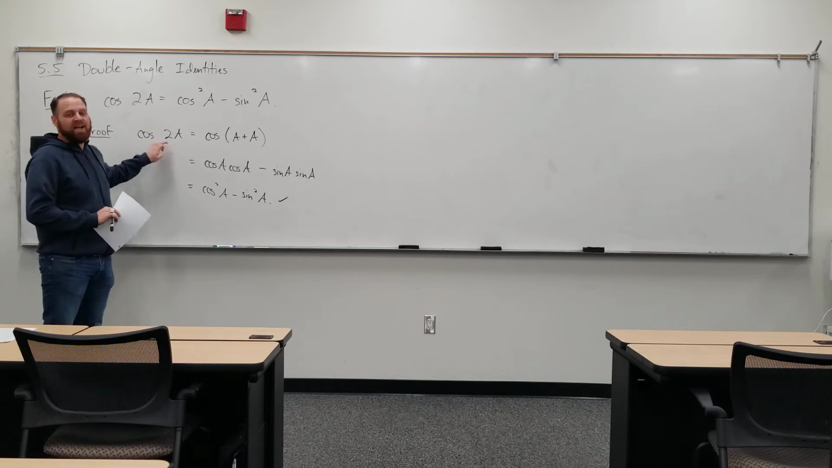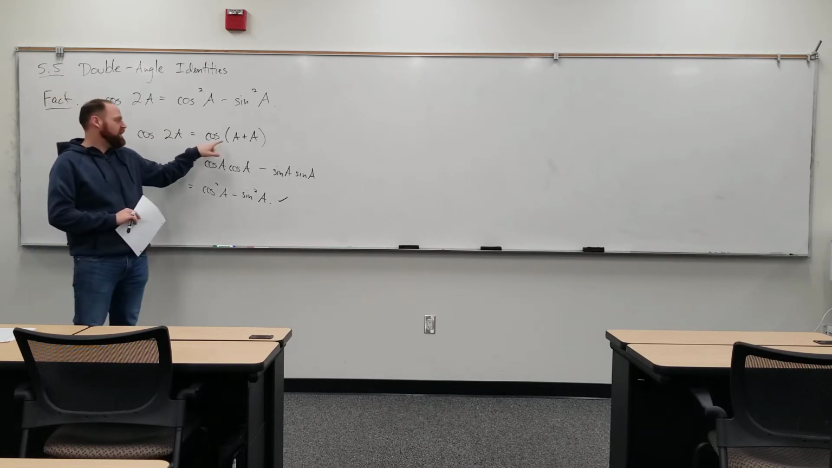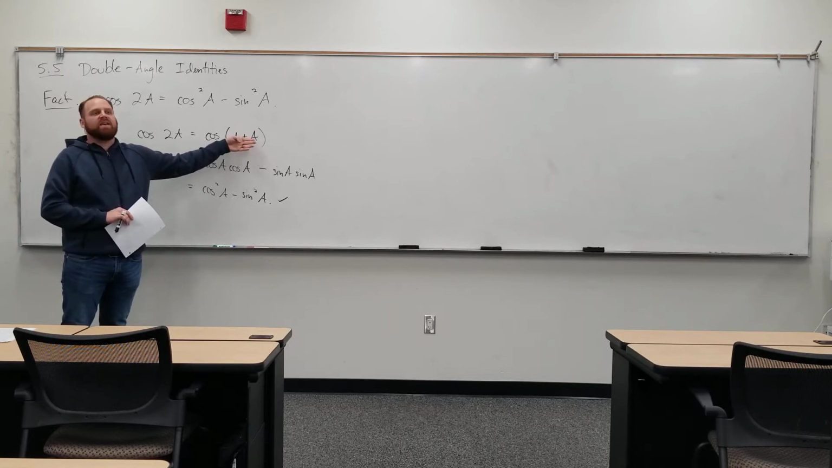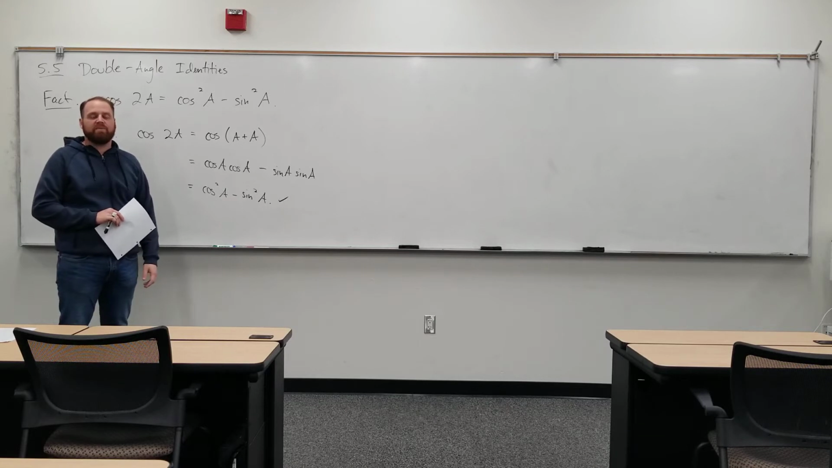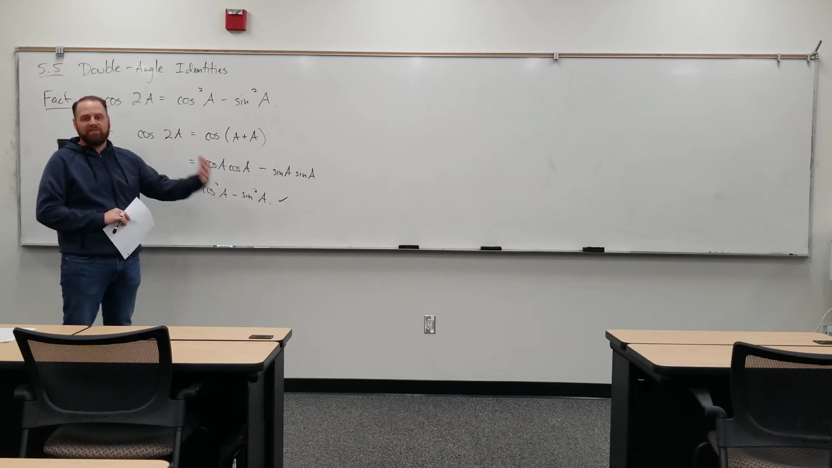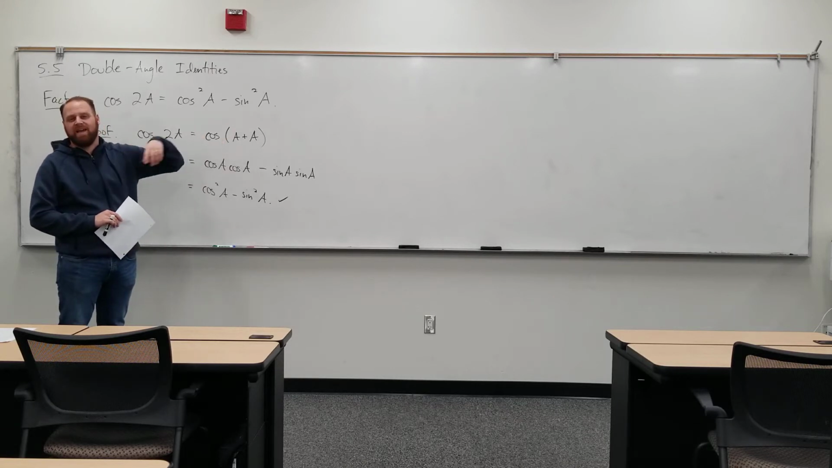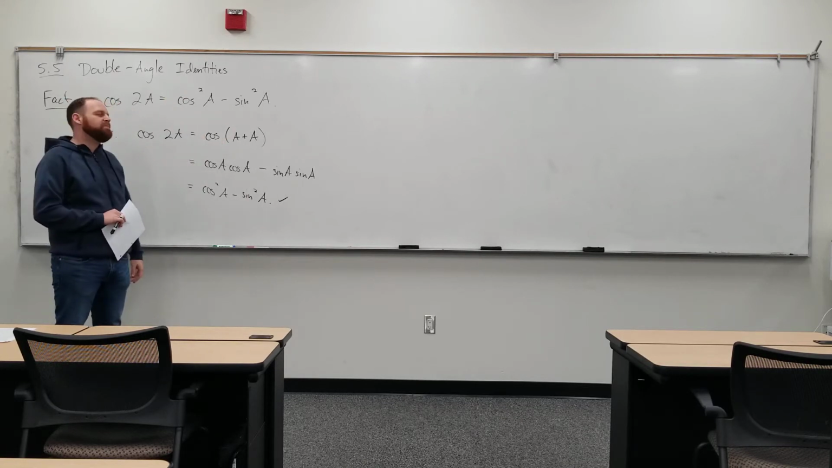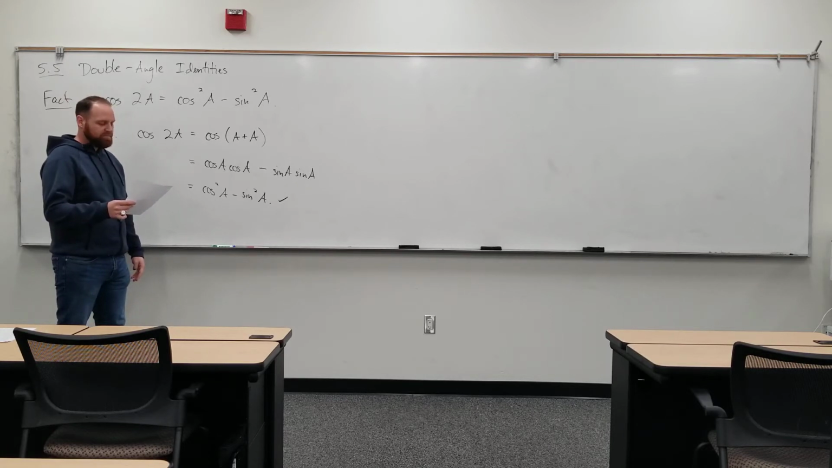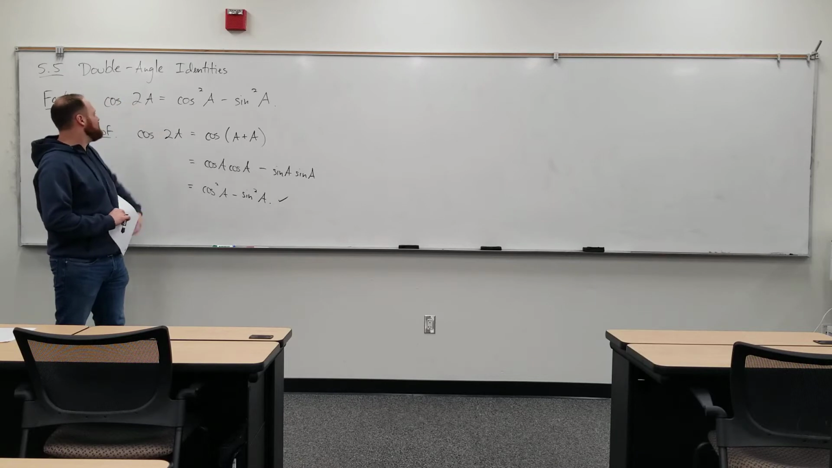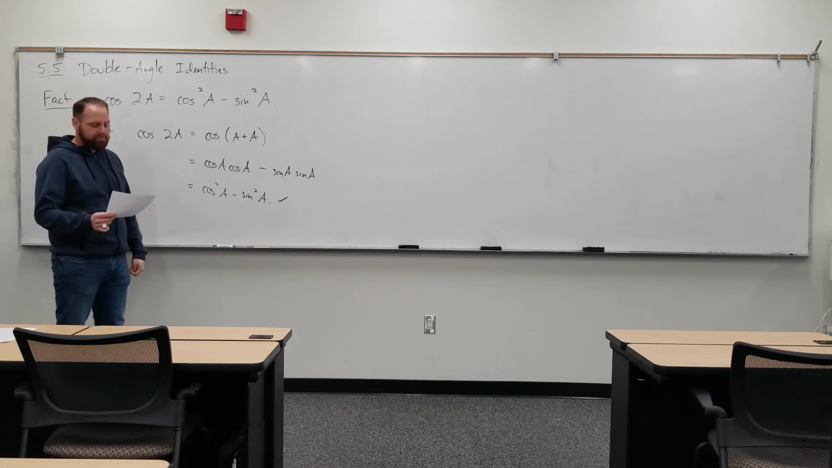The other ones, like sine 2a, you prove it the same way, right? You say sine 2a is sine of a plus a, and then apply the sum formula that we talked about last week, last time that we were face to face. Same way with tangent 2a. You just call it tangent of a plus a, apply the formula, and there we go. So that's the double angle identities, right? So that's how the double angle identities work.